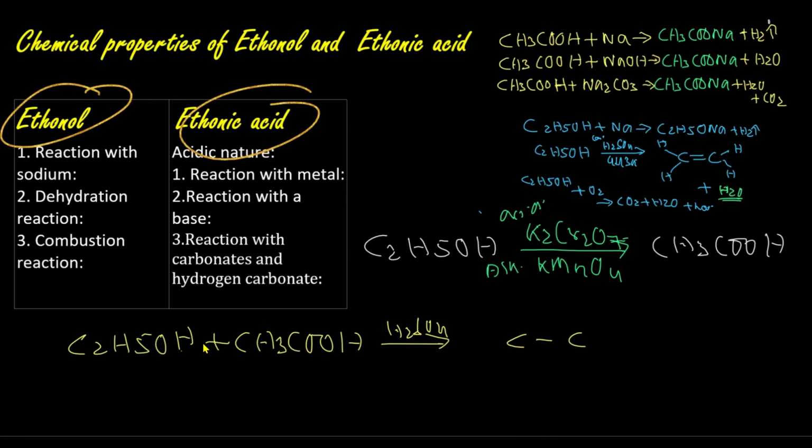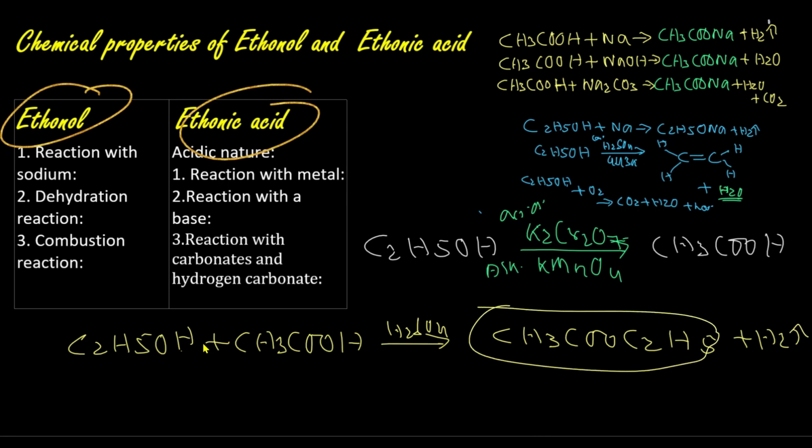First, I'll write down the molecular formula. If I write its molecular formula, this is CH3COOC2H5. So this is ethyl ethanoate. So what is formed here? Ethyl ethanoate, which is an ester, and this ester is used as a flavoring agent.